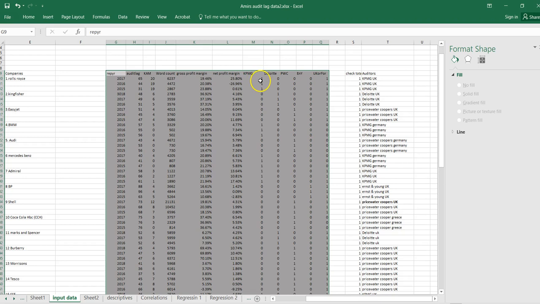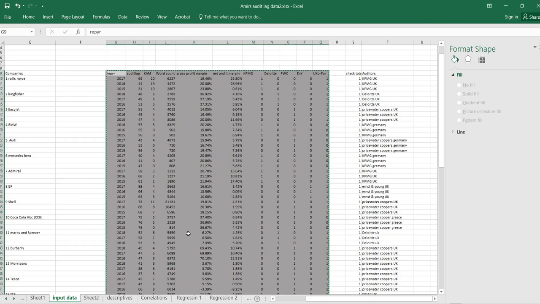And then who audited them? KPMG apparently in 2017, and that's a dummy variable, right? So it's 0 or 1, and in this case it identifies which auditor, and it's KPMG, and 1 for UK, 0 for foreign. So those are our variables. These are the number of cases.